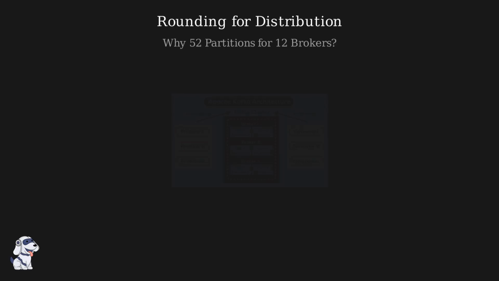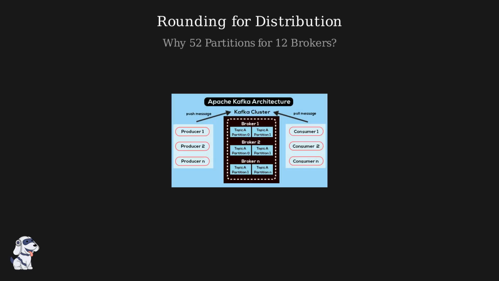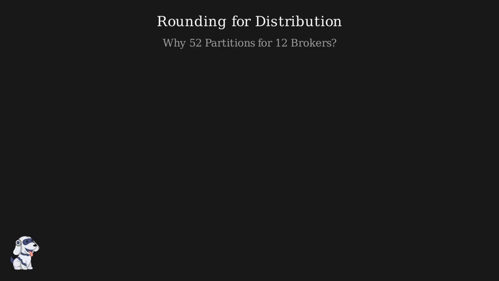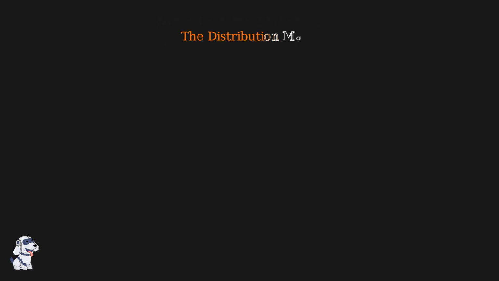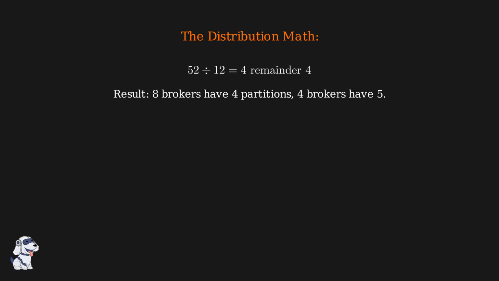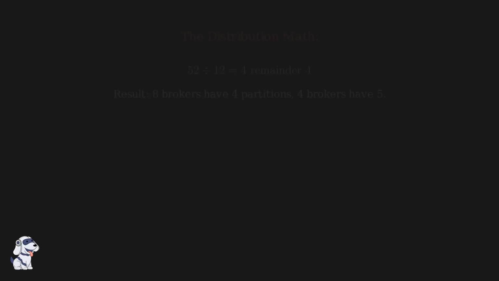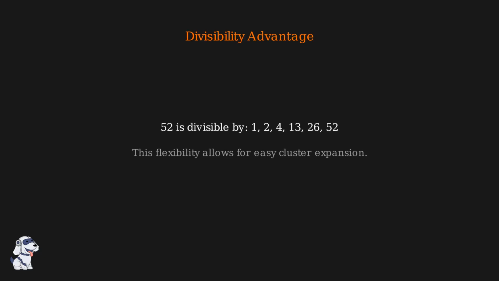When scaling Kafka, selecting a partition count is not just about math, but about even distribution. Choosing 52 partitions is an excellent choice for a cluster of 12 brokers. By dividing 52 by 12, we get 4 with a remainder of 4. This means 8 brokers host 4 partitions, while 4 brokers host 5. This is nearly perfectly balanced. Furthermore, 52 is highly divisible. This property provides flexibility, allowing you to easily adjust your cluster topology or expand the number of brokers in the future while maintaining a balanced load.